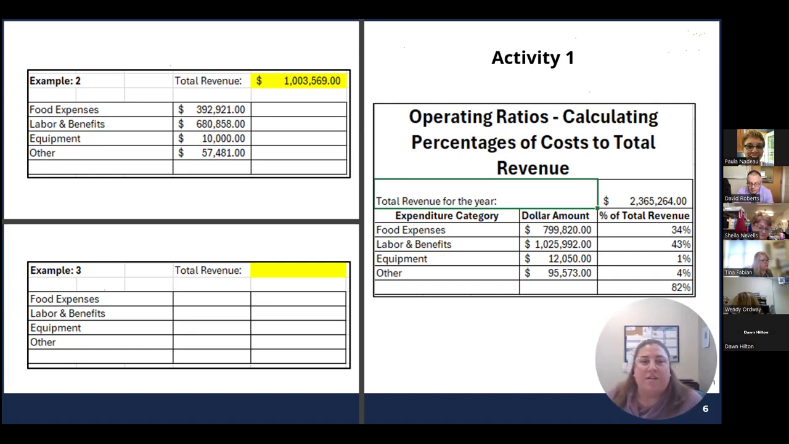I have a 39%. For food expenses, that is right. Great, excellent. What about for labor and benefits?